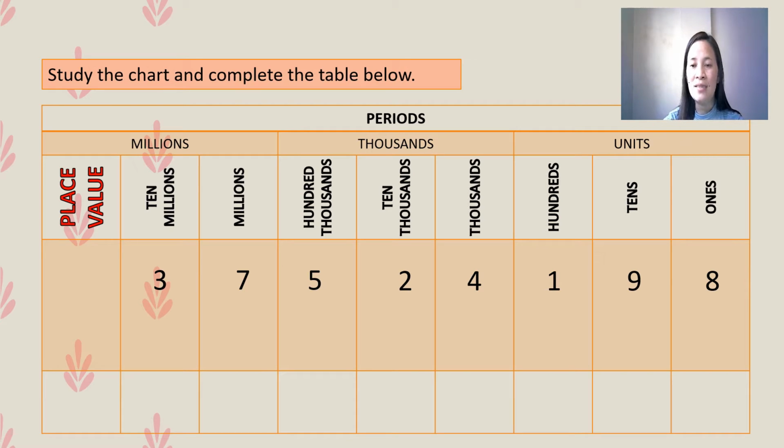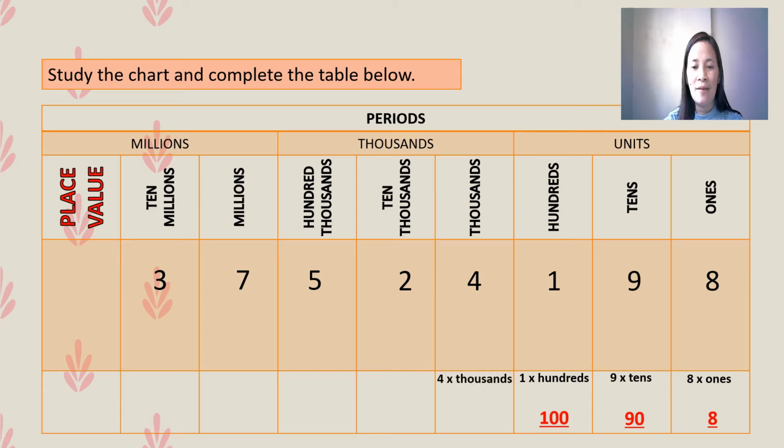So, for ones, to get the value of ones, all you have to do is multiply the digit by its place value. So, 8 times ones, that is 8. Then in tens, we have 9. Multiply it by its place value of 10. So, that is 90. Then the 1, multiply by hundreds, that is 100.